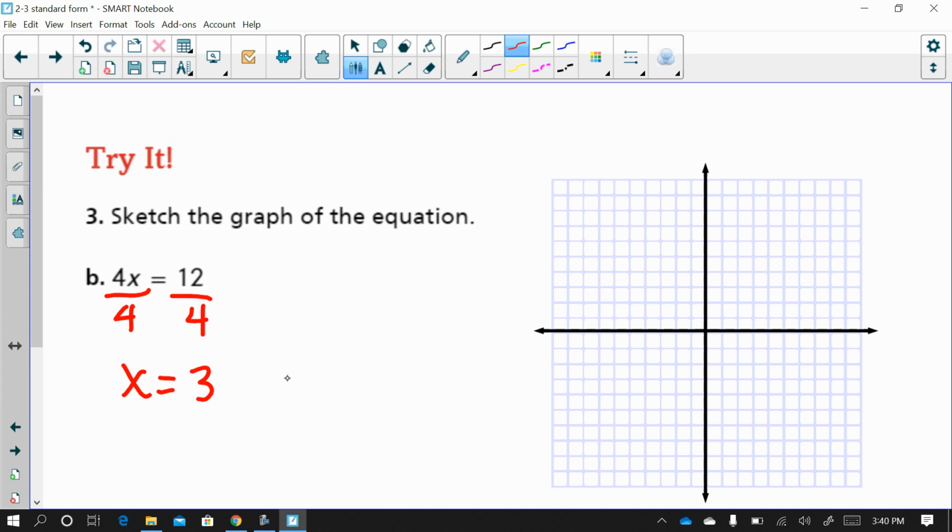X equals. Sounds like a vertical line. Let's go to the x-axis. Okay, go to where x is 3. So 1, 2, 3. Vertical line. V is vertical. And there you go.